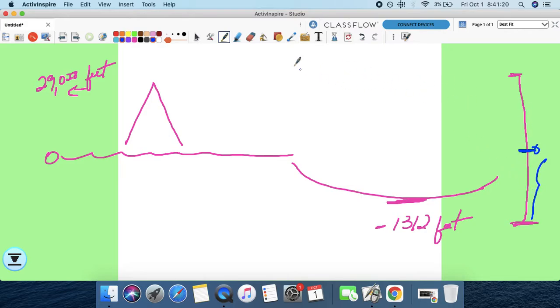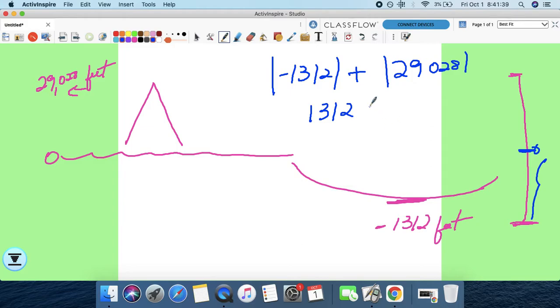So we're talking about distance. This should come to mind. So we want that distance, plus the other distance, which is 29,028. So the absolute value of negative 1,312 is just that, 1,312. And the absolute value, of course, of 29,028 is just that. So this one, that's what I would like to see, and you can add it up and get whatever answer you get. Okay.